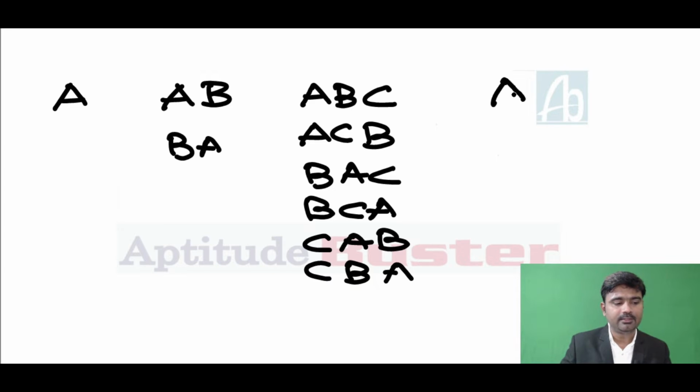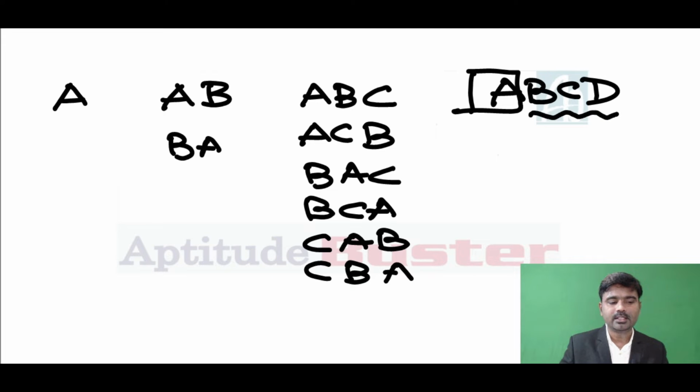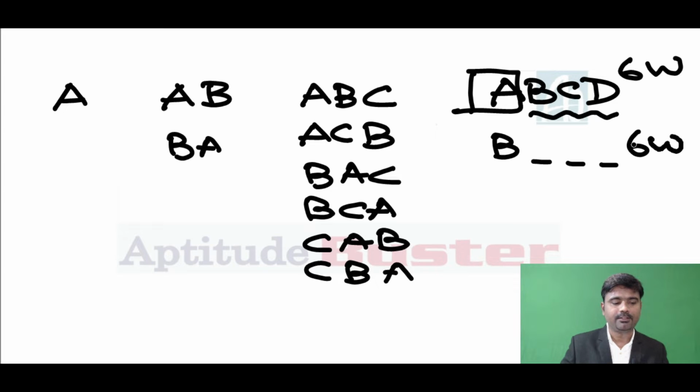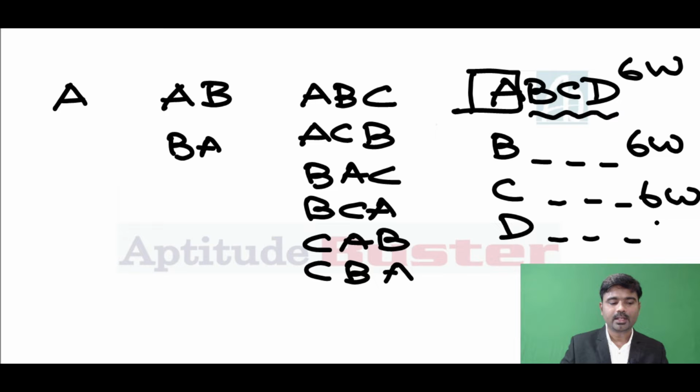If I take 4 letters A, B, C, D, how many ways can this be arranged? Actually 24 ways. Why? If I start with A, for B, C, D, 6 ways are there, right? If I start with B, the other 3 letters, 6 ways. If I start with C, the other 3 letters, 6 ways. If I start with D, the other 3 letters, 6 ways. Totally 24 ways. 4 letters means 24 ways.